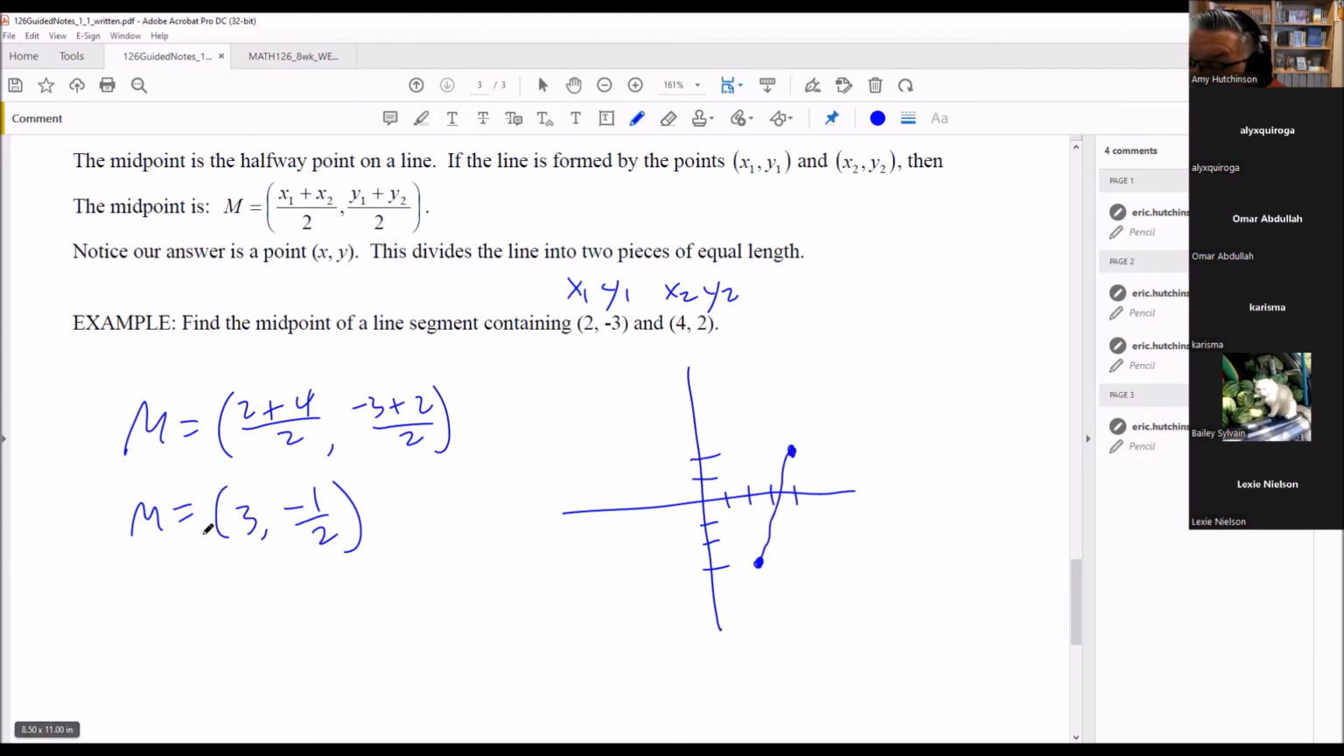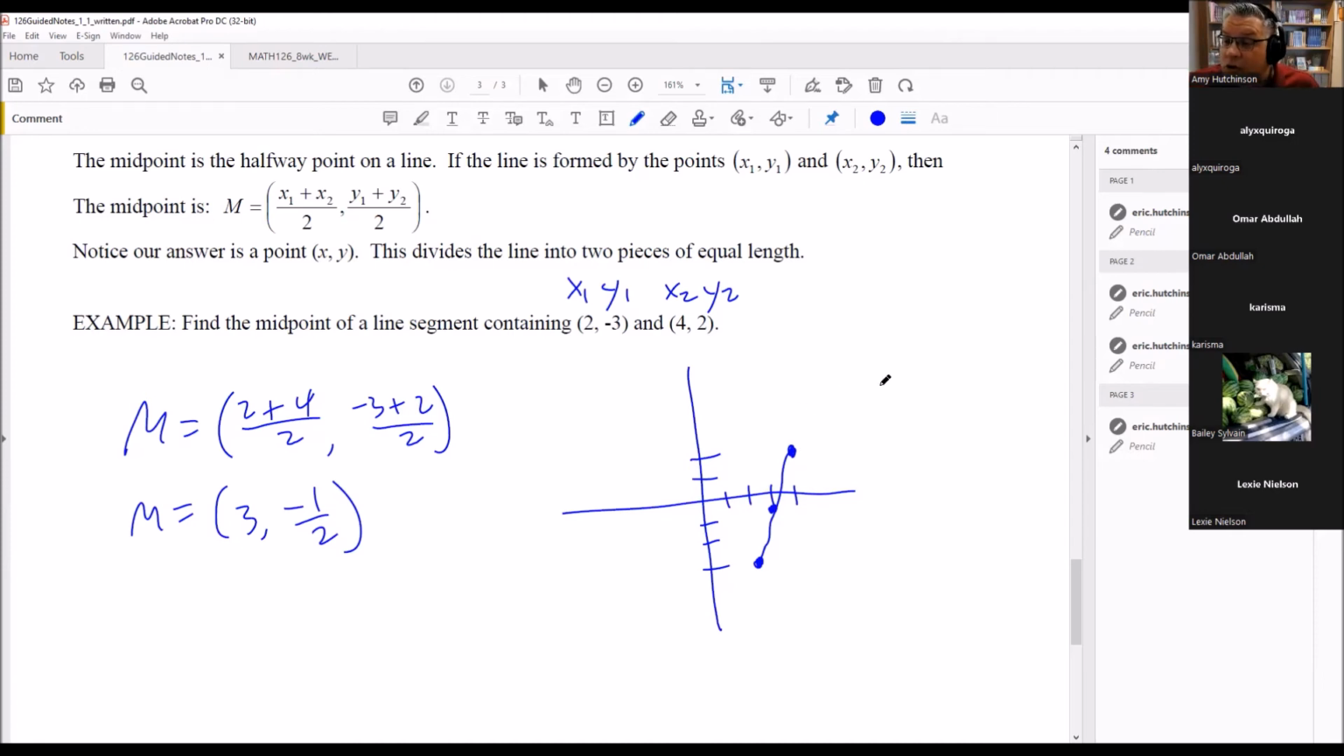Okay, the midpoint would be 3 and -1/2, which would be about right here if I was to plot that. So it does make sense that our midway point is plotted correctly. 3 and -1/2 would be about right there. That makes sense that that would appear on that particular line. So that's essentially what we're doing. We're just finding the point that's exactly halfway between the other 2 points, just like that. Okay. All right, now we got some other questions that are going to appear in this homework assignment.